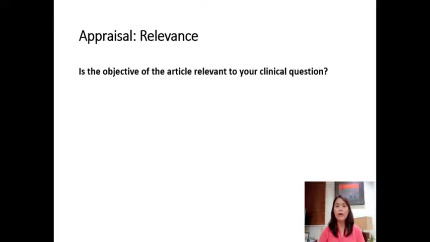Okay, so you have learned also in previous modules that when we appraise an article, we look at four things. We appraise it for relevance, for validity, for the results that are presented, and applicability. So the first question is on relevance. Is the objective of the article relevant to your clinical question? So remember the case that we are faced with.